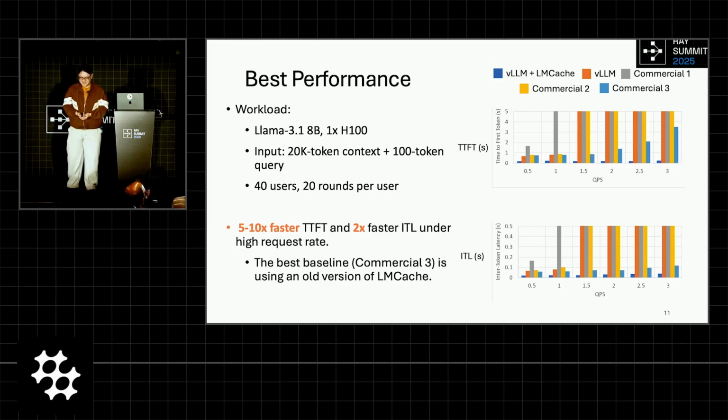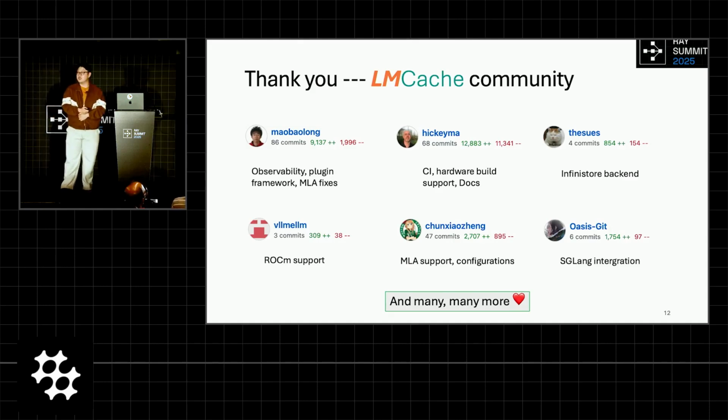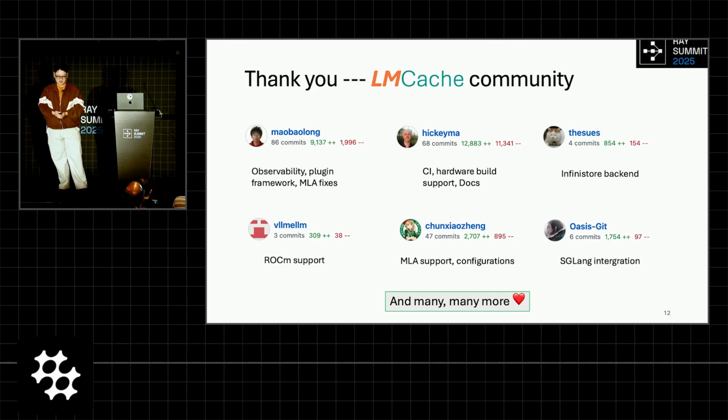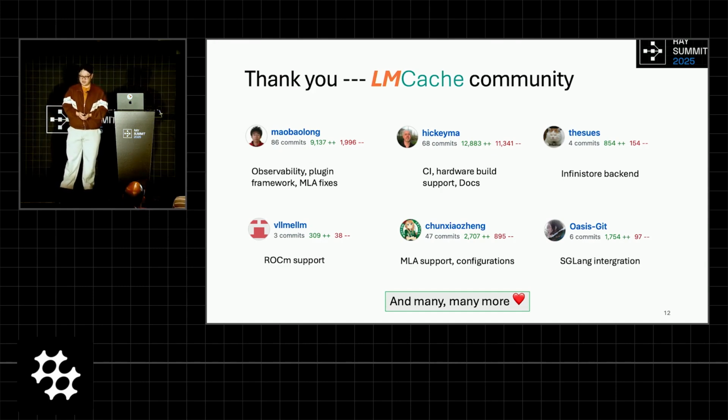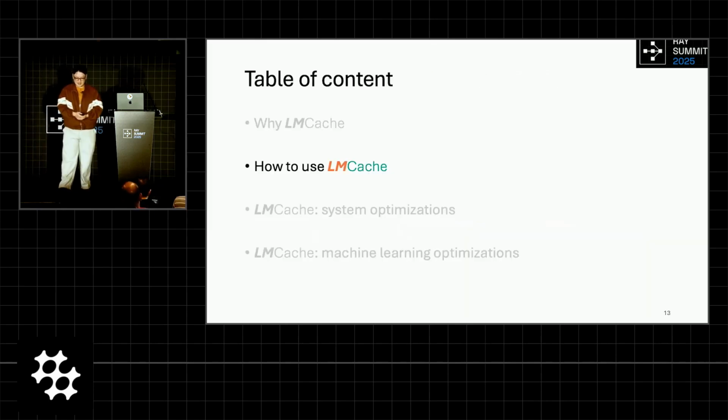OK, so here are the performance figures. And this is not doable without a community in open source. So I'm listing several important contributors, and there are many, many more, and we love them. Thanks for the contributions. I listed their contributions here, for example the observability, SLANG integration, and different support for storage and hardware, and also for model support. Thanks to all of them, they make LMCache practical.